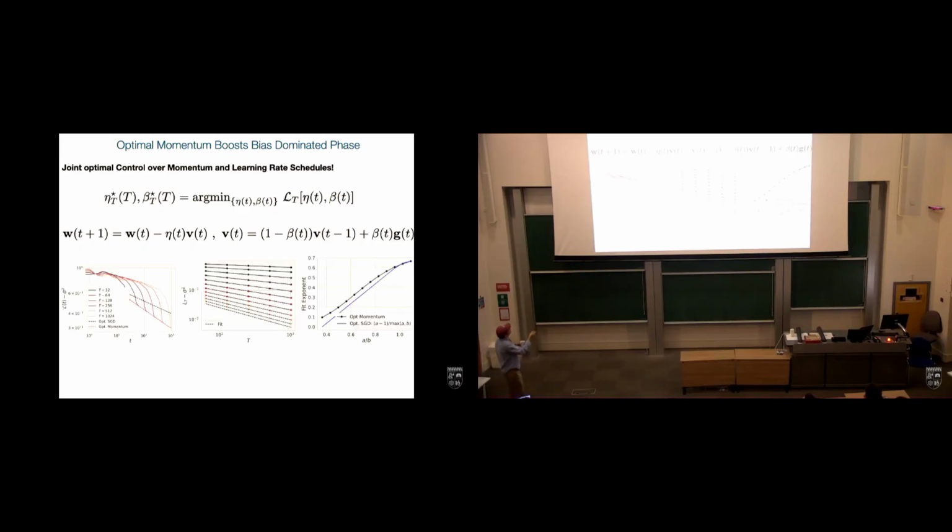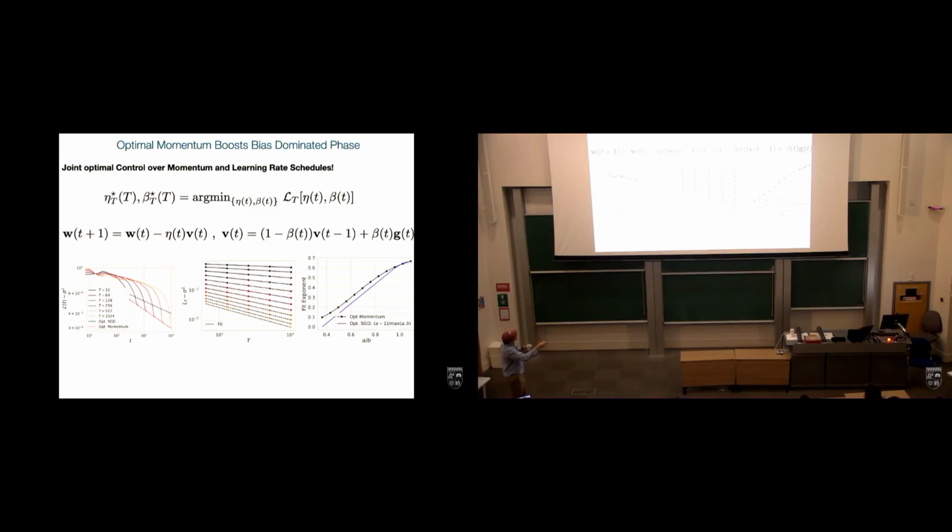So here's what I would get if I just did opt SGD. That's the black curve. I get a different scaling exponent actually for the optimal momentum when I'm in the bias-dominated regime. So here's a bunch of different configurations of A and B, and then I'm fitting the exponent. I don't actually have a closed form for what this new exponent is, but I'm fitting the exponent for a bunch of different things from the numerical optimization.